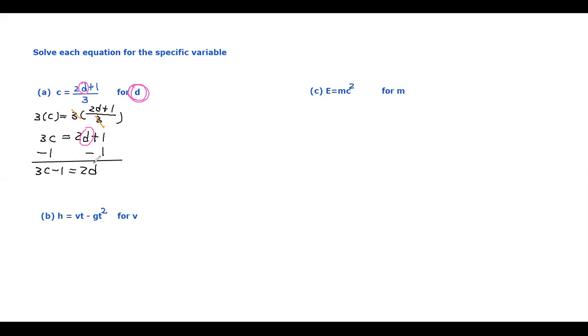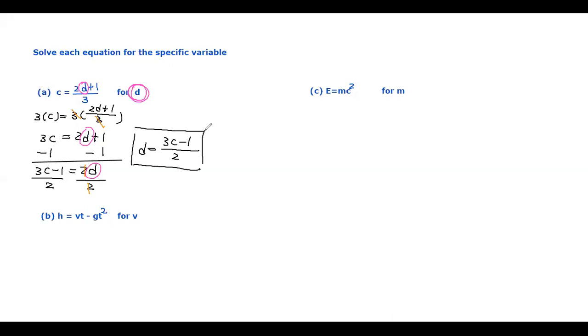But still, I want to find the D's here. So what I need to do here? I need to divide by 2 and divide by 2. See here, when you divide by 2, this one cancels. So now I have my answer. So my D is equal to 3C minus 1 over 2.